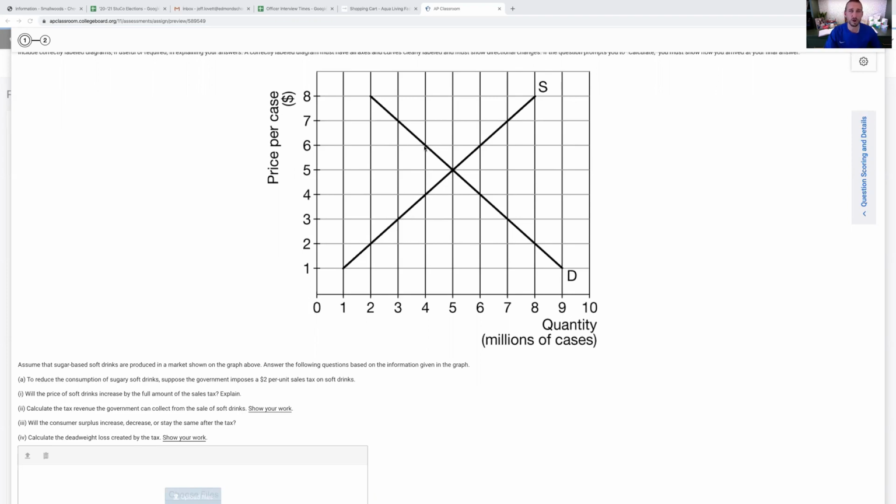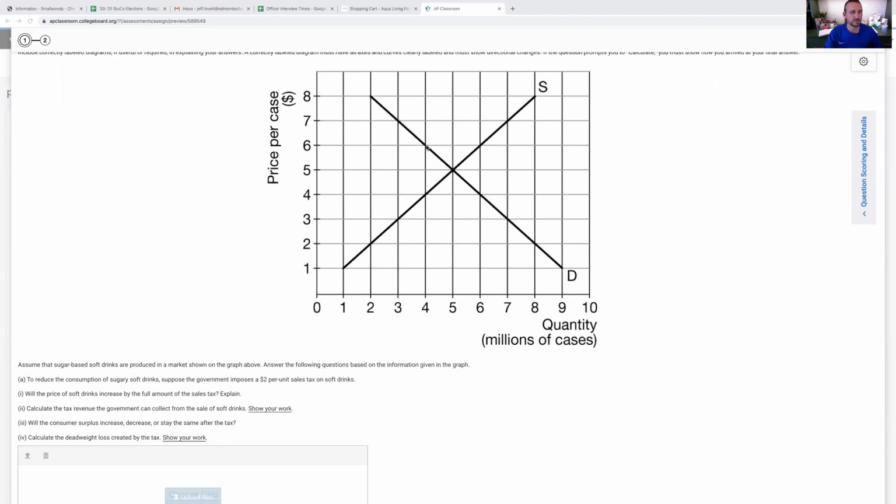And so your new equilibrium price would be $6, right? Your supply curve would be here. It would be parallel to your original supply curve, exactly $2 higher than the original supply curve. So it's going to run through $6. So your new equilibrium price would be $6 if you were to draw this.